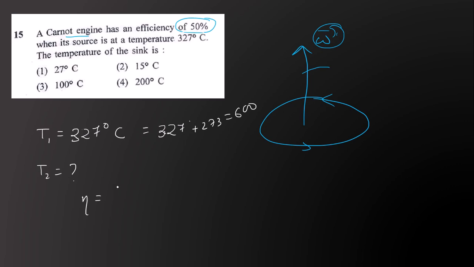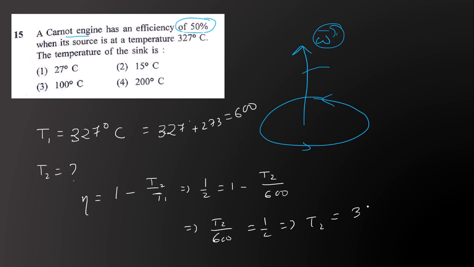So let me write down the efficiency formula, 1 minus T2 by T1. So this will be equal to 50%, which means half, 1 minus T2 divided by 600. So T2 by 600 is equal to half. So T2 will be equal to 300 Kelvin. If I convert this into centigrade, this will be 27 degree centigrade. So option 1 is the answer. Let's move on.